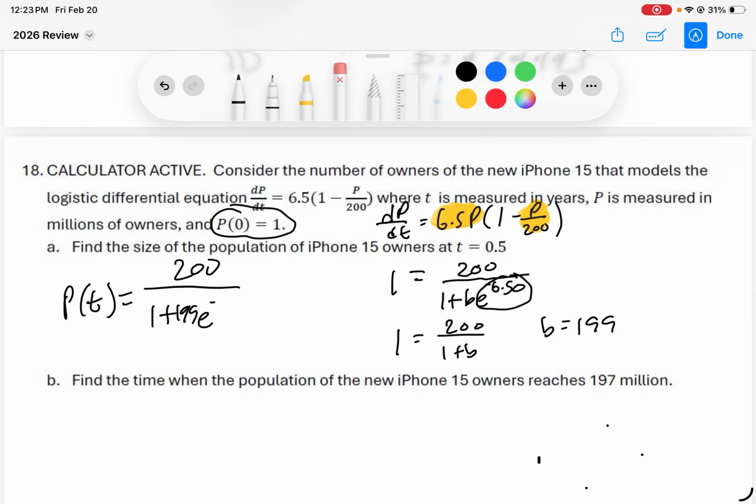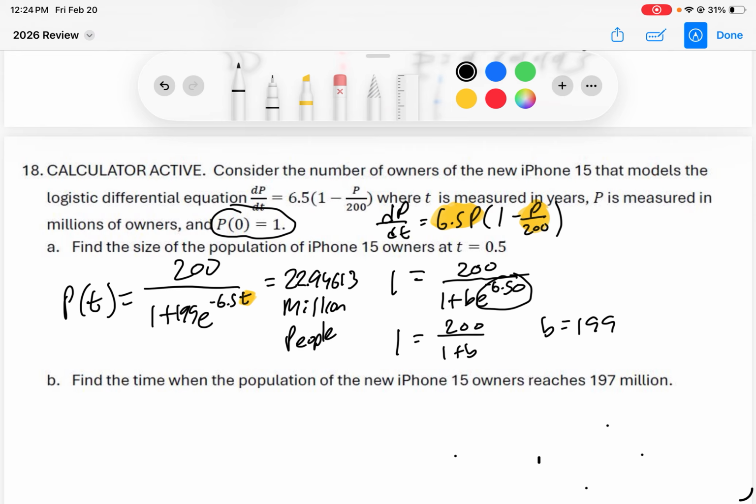k is 6.5, so negative 6.5 t. I want to find the population of iPhone 15 owners when time is 0.5. So plug in 0.5 for this t. I would use Desmos, calculator active, and I get 22.94613. And make sure you say million people. Don't just say people, say million people, because the units are in millions.